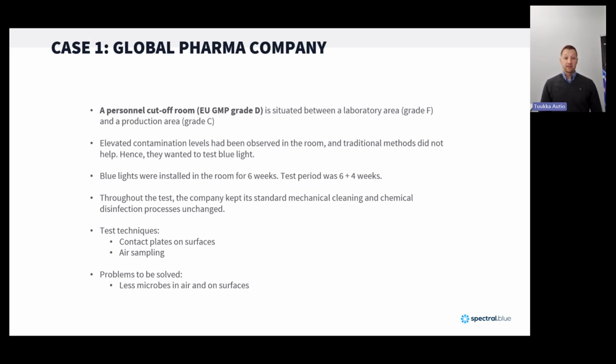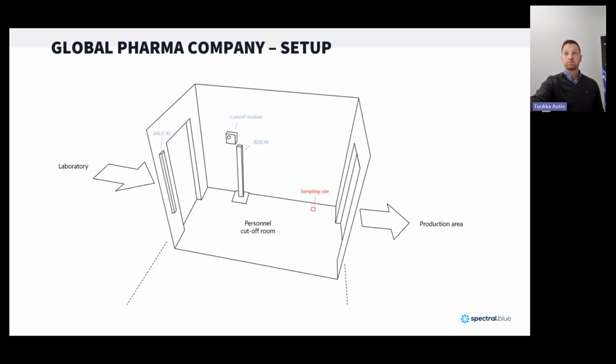The test techniques that they used were standard contact plates for surface sampling, and then they also used air sampling. And the research question that they had was, would spectral.blue be able to reduce the number of microbes in the air and on surfaces? So let's have a look.